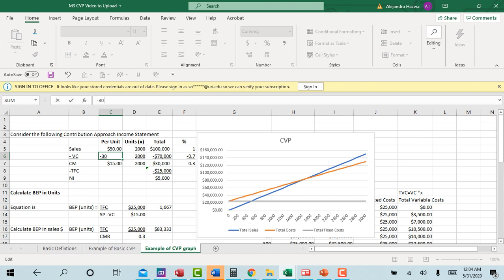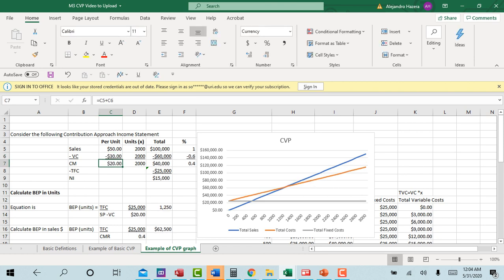You'll see what happens on the graph. Okay, that line shifts down. My little lines are dragged out, but you get the point there. So let's see what happens when we raise total fixed costs. Look at the graph. You'll see that both the fixed cost line and the total cost line go up.